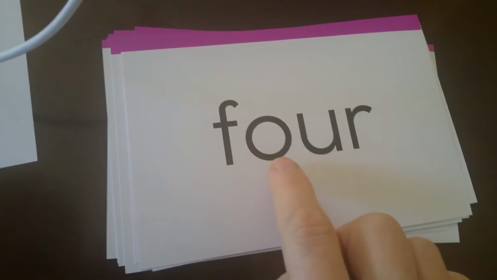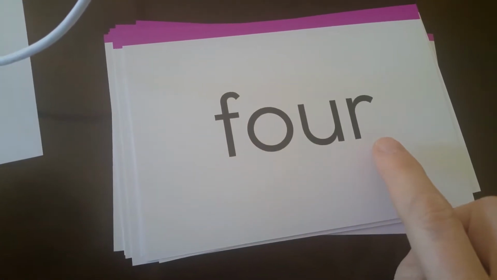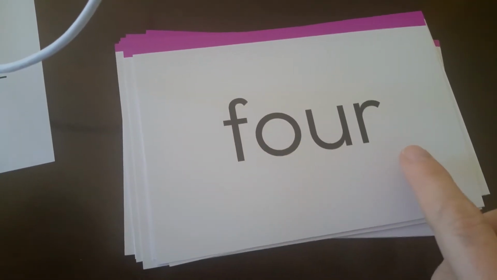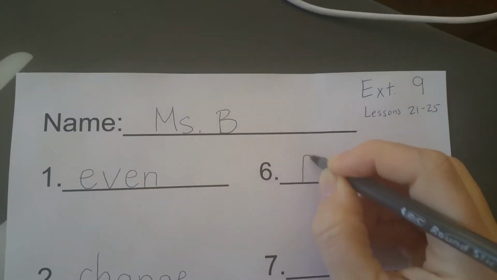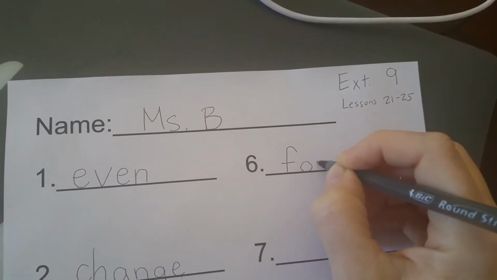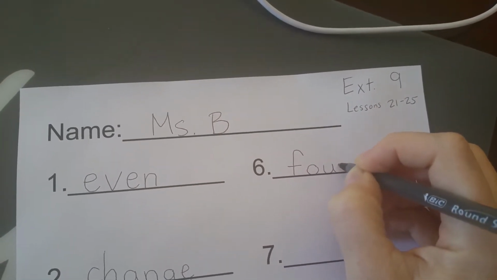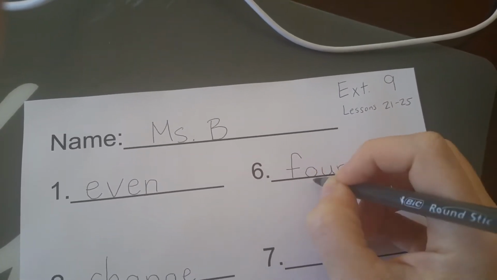Four. F-O-U-R, four. A dog has four legs. Write the word four. F-O-U-R, four. F-O-U-R.